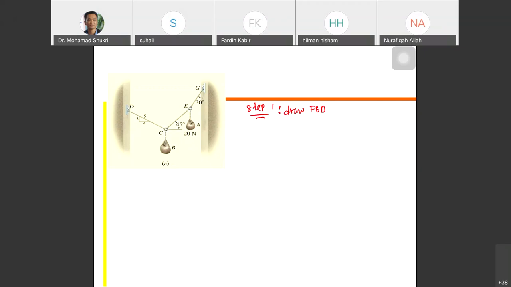Draw an FBD for point C. So when we draw this, this one is C. So you have FCE, and then you have weight WB, and then you have FCD, with the angle of 45 degree and 3, 4, and 5. This is the FBD for point C.